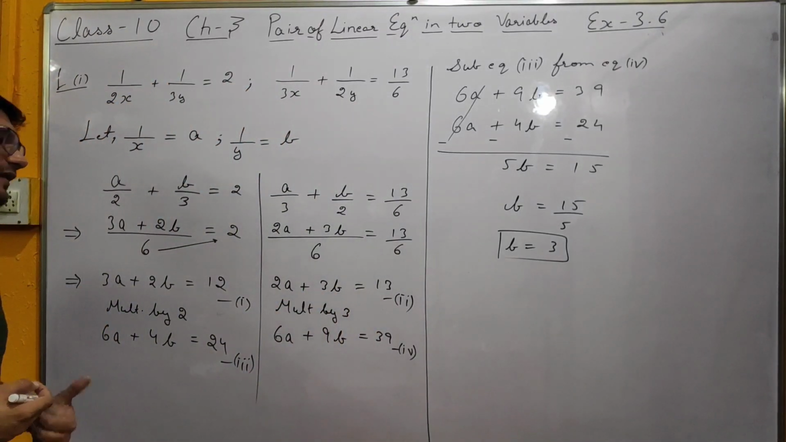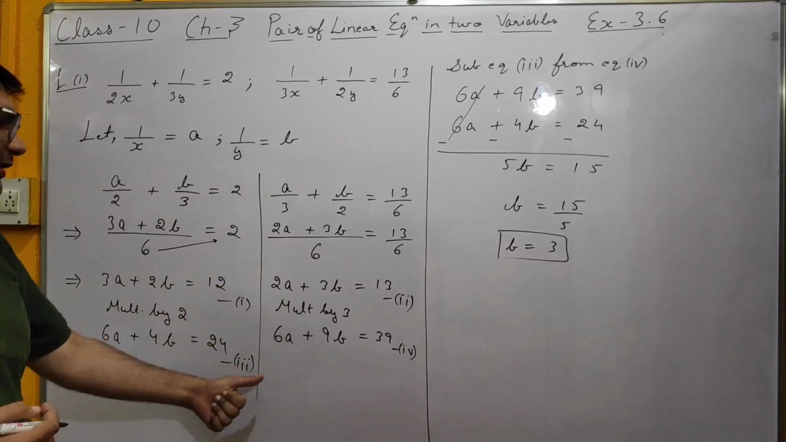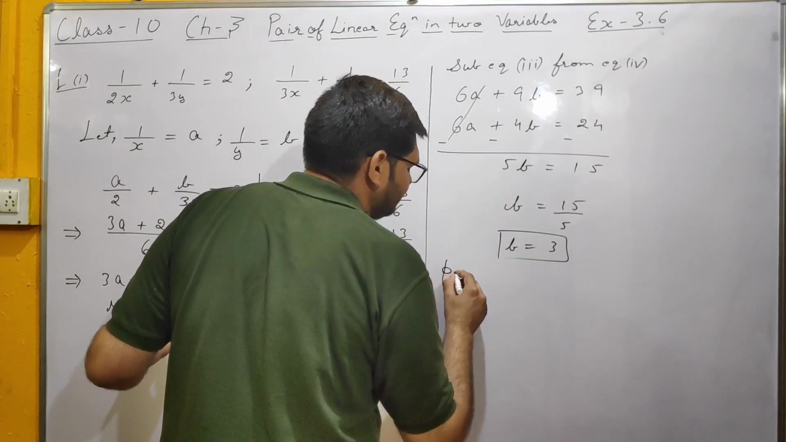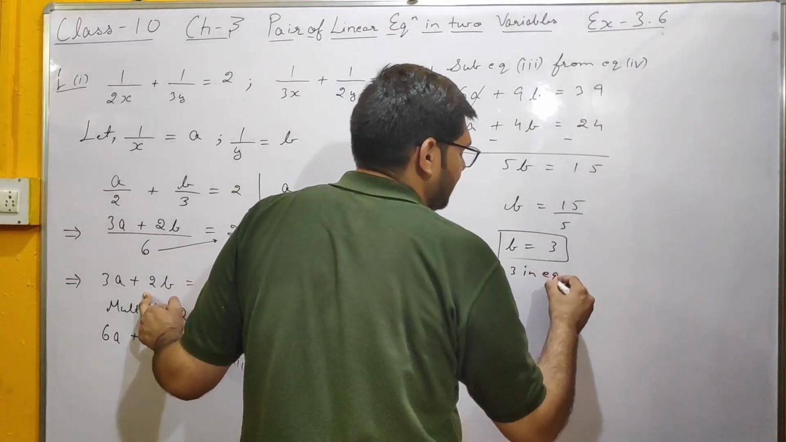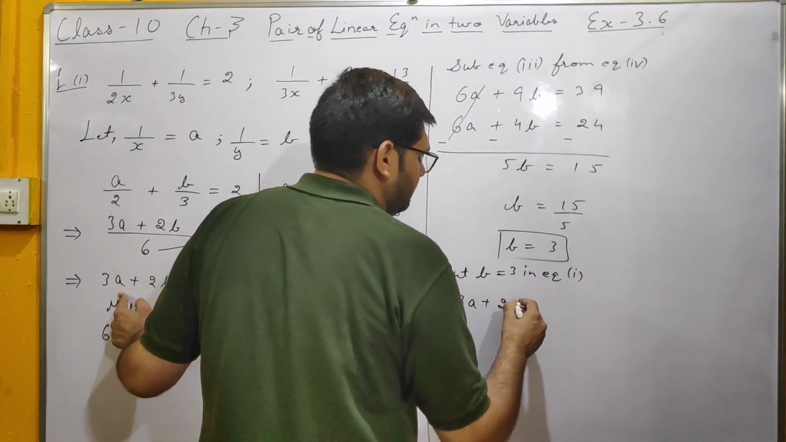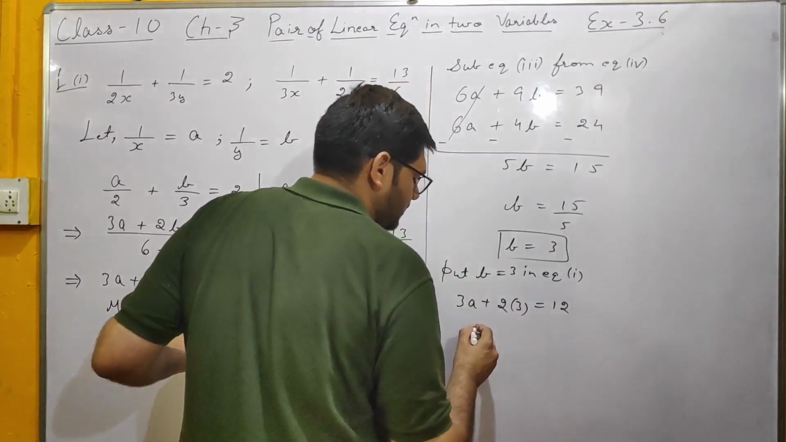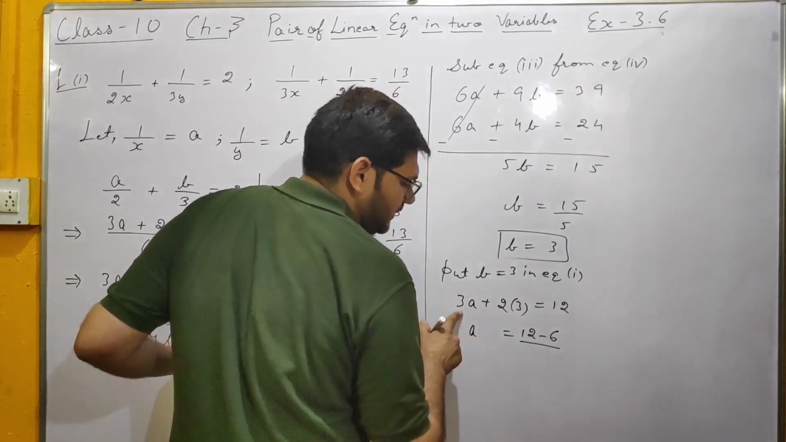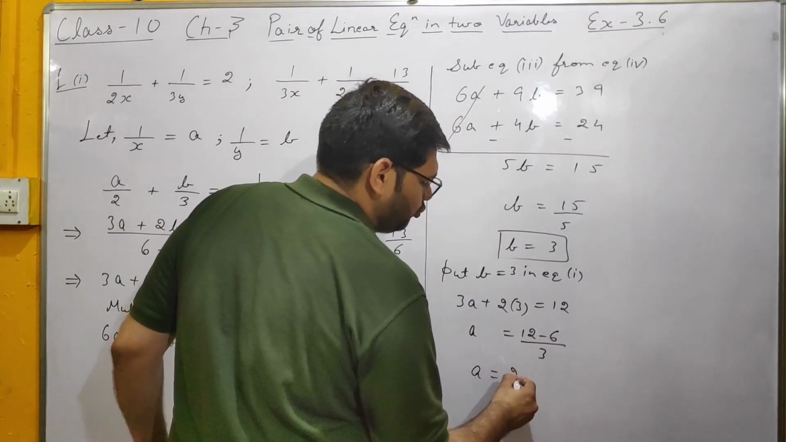Now we will find out the value of a. Put the value of b in any of the equations to find out the value of a. So we will use the first equation. Put b equals to 3 in equation number 1. So it is 3a plus 2, instead of b put 3, equals to 12. Now 3a equals 12 minus 6, and 3 is in multiplication, it will come in division. So a equals to 2.